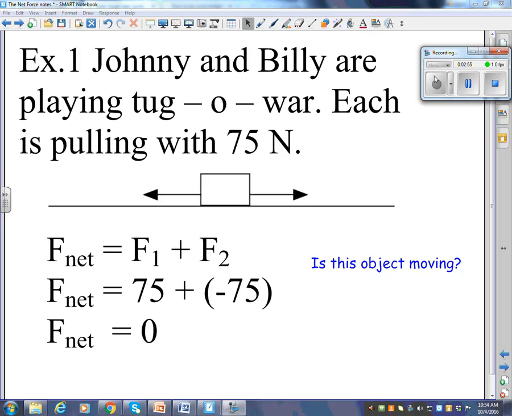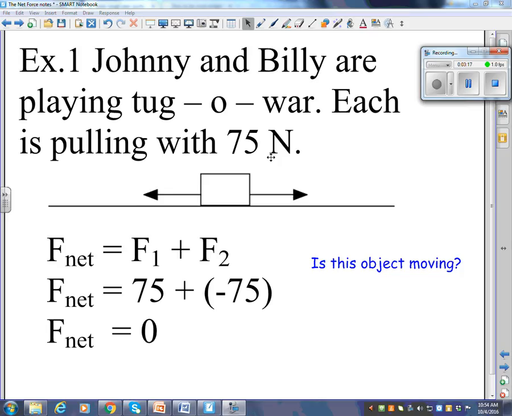I'm really hoping you can just look at this and go, yeah, I don't need to write that down. Again, available later, you can print it out if you really want, right? Johnny and Billy are playing tug-of-war. Each is pulling with 75 newtons. Does it say in opposite directions? It doesn't. But it's tug-of-war, right? You've got to think a little bit.